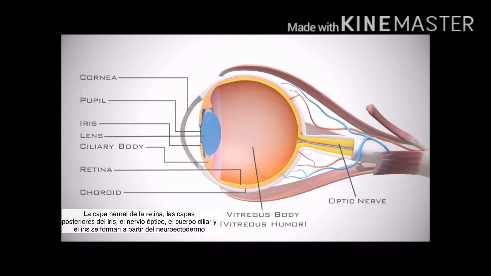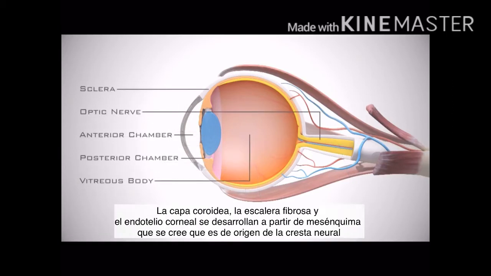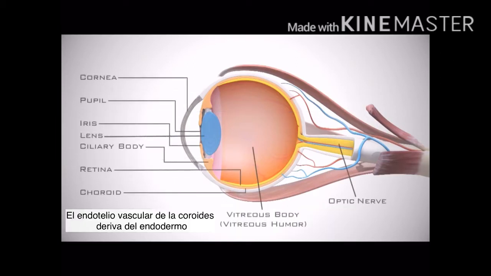The neural layer of the retina, the posterior layers of the iris, the optic nerve, the ciliary body, and the iris are formed from neuroectoderm. The choroidal layer, outer fibrous sclera, and corneal endothelium develop from mesenchyme that is believed to be of neural crest origin. The vascular endothelium of the choroid is derived from endoderm.